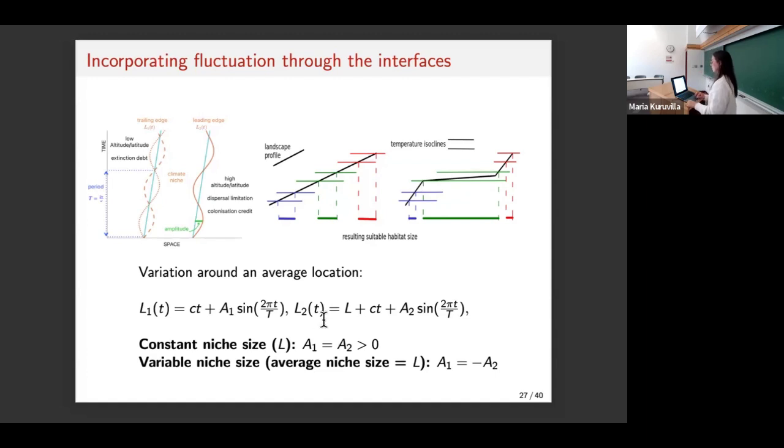So I'm going to call this case where the slope never changes, right? Or we're in phase, the constant niche size case, and then the variable niche size case when we're in that anti-phase, or you can kind of think about it as this case where we have varying slopes.